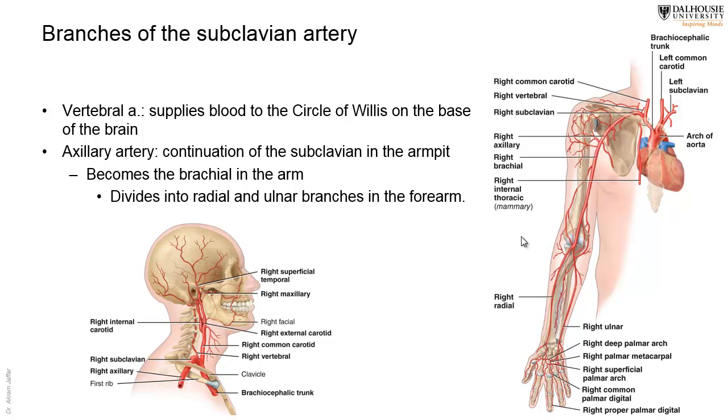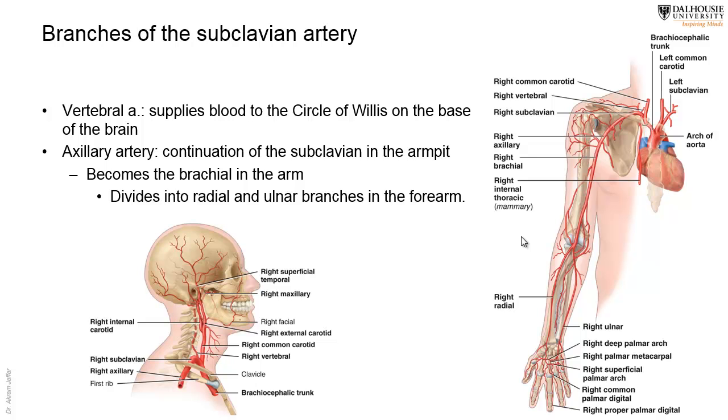This is the subclavian artery here. On the right side, it's a branch of the brachiocephalic trunk. On the left side, it's a direct branch of the arch of the aorta. Subclavian becomes the axillary, which is the artery of the axilla or the armpit, and then it becomes the brachial artery, the artery of the brachium.